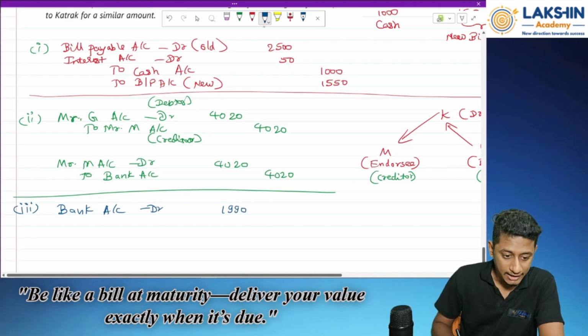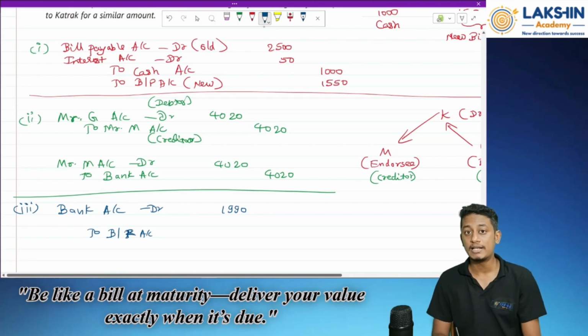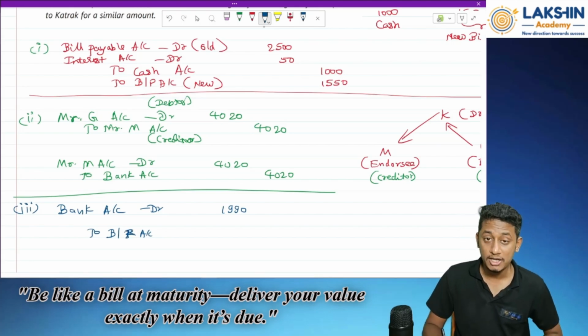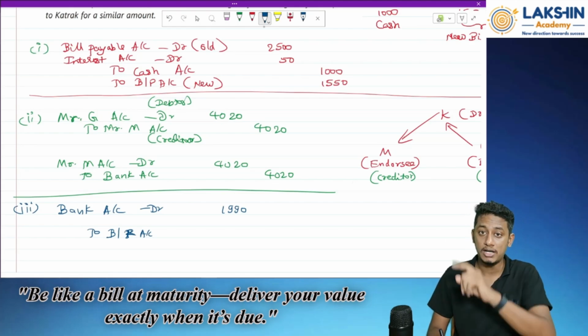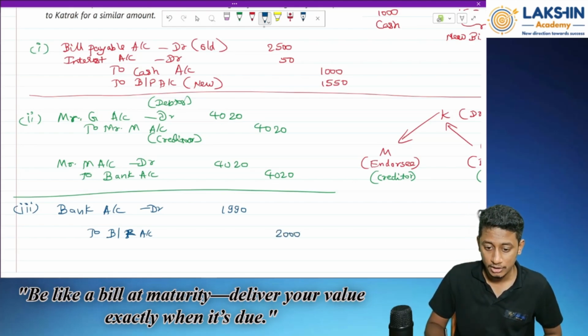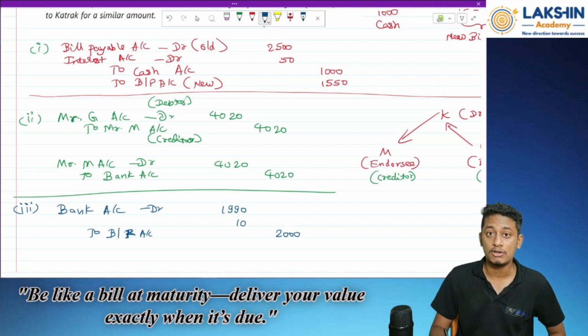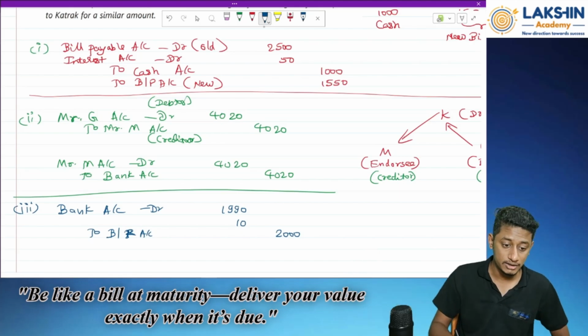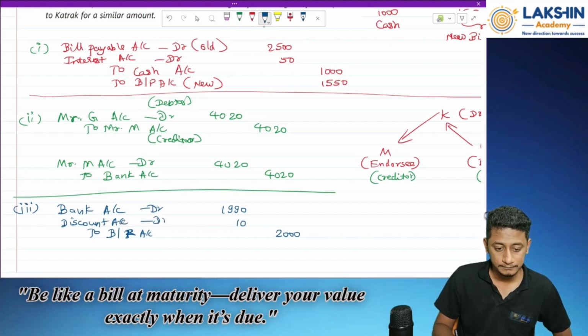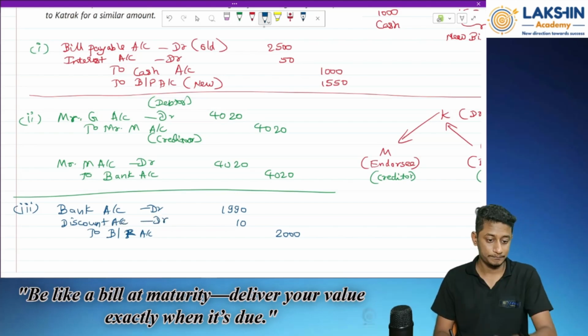1,990. And bills receivable is reversed right now because this bill is no more required in K's books. So it is reversed. But what was the actual amount of the bill drawn? Rupees 2,000. Now, whatever difference is there will be a discount. Whatever discount Mr. K has given to Mr. D will be a discount. So, this will be an expense, right? So, discount account will be debited. And you are done with the entry.